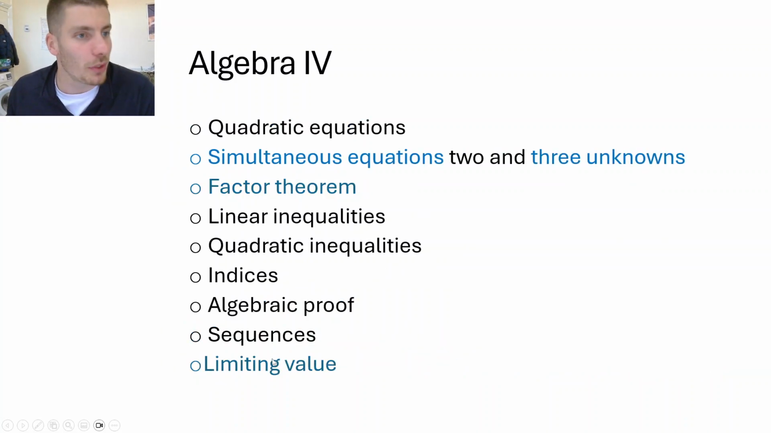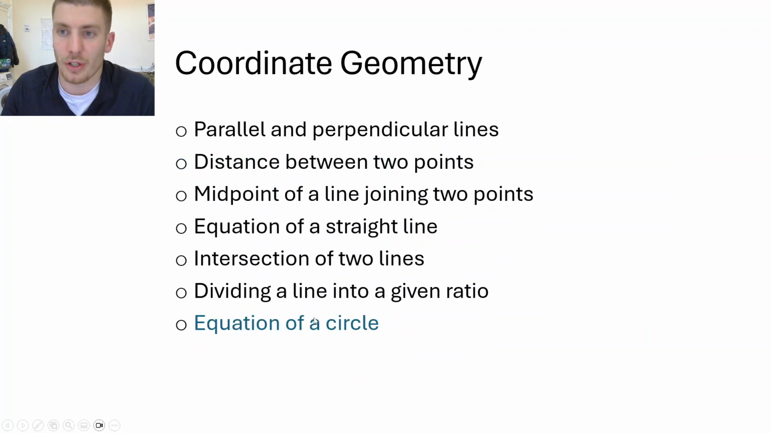Algebra 4, similar sort of thing again. Quite nice. The ones in blue, you've got simultaneous equations, but this time with 2. You've already seen 2 unknowns, but also 3 unknowns, which is a really nice one. The factor theorem and limiting value. And these ones in black you've done before. Indices, algebraic proof. Okay, you've done these before, so that's really good.